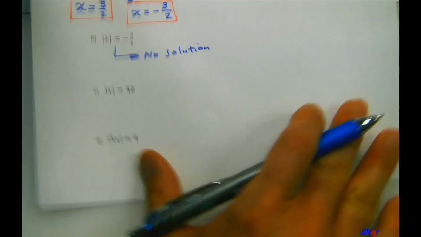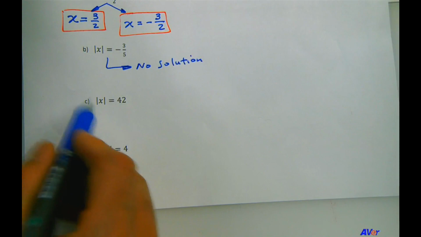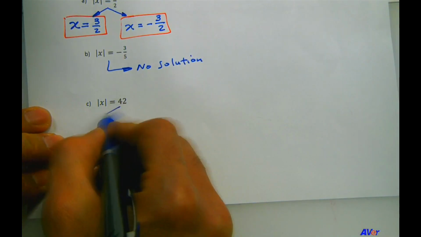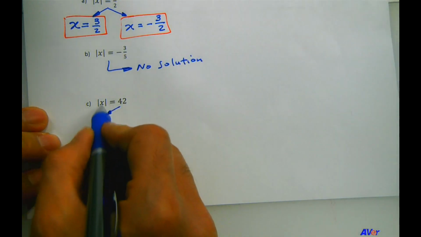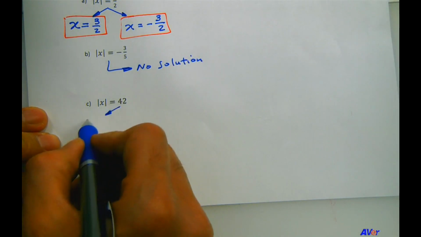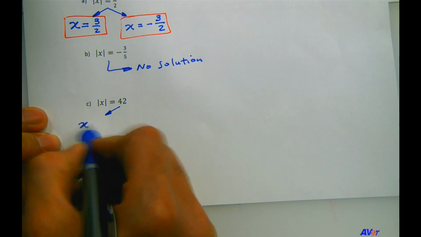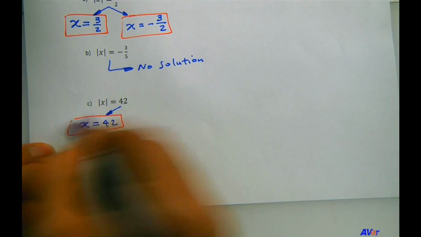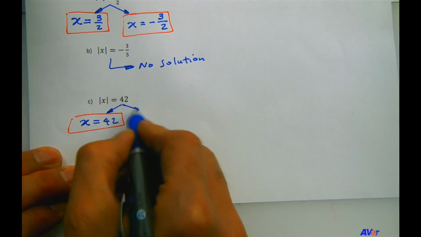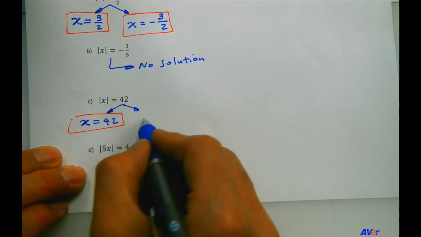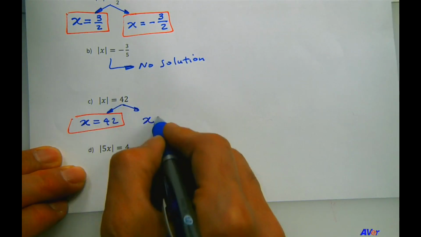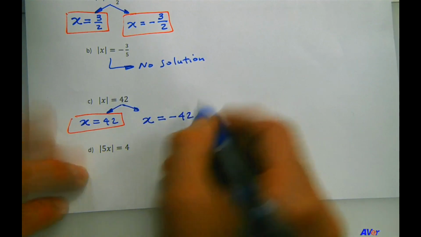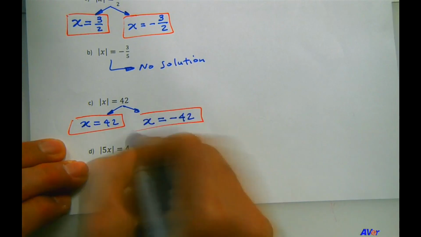Part C, it says absolute value of x equals 42. Okay? So one solution, like we said, comes from just rewriting this without the absolute value bars. So x equals 42 is one of those solutions. What's the second solution? The second solution, it's going to be the inside of the absolute value equals, multiply the other side by -1. So negative 42. Okay, that's that.